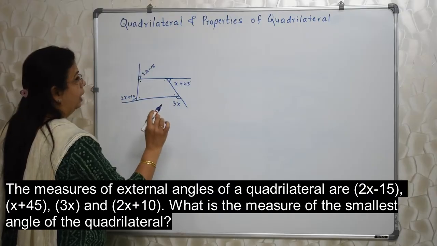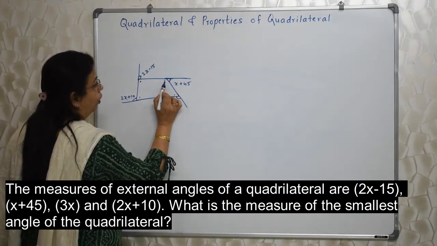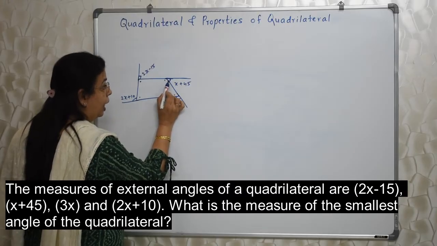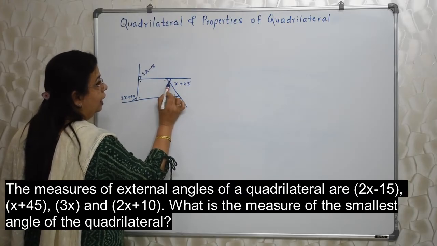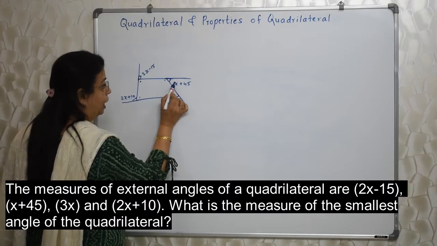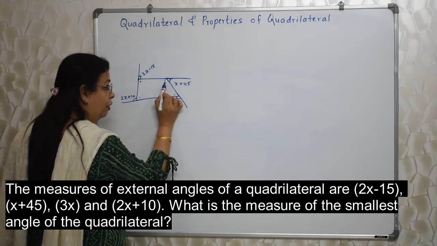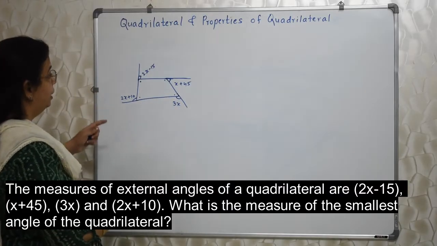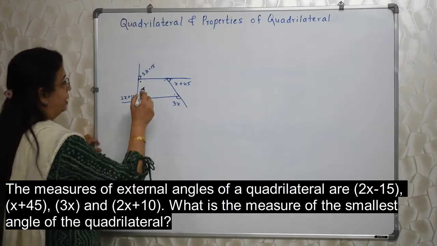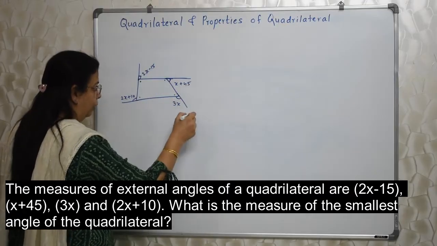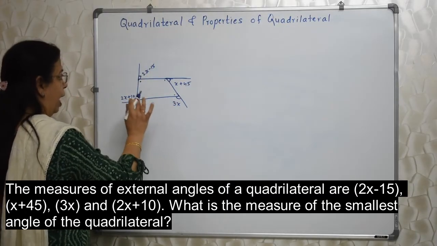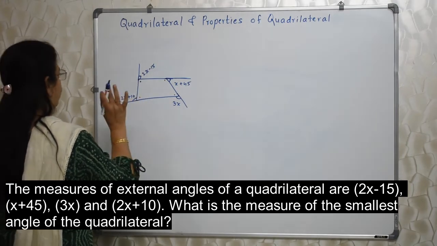external or exterior angle. Okay, so the angle of the quadrilateral and its exterior angle, they are in linear pair. So they form a linear pair of angles. Their addition will be 180, remember. Okay, so here they are talking about external angles. So I have extended each side of the quadrilateral and I have named them. This drawing may not be correct, I have just given a brief idea.